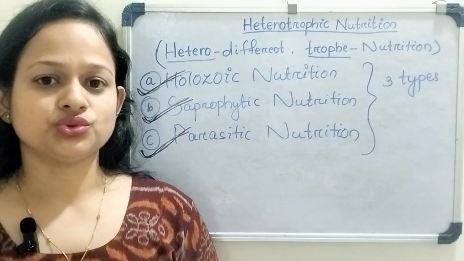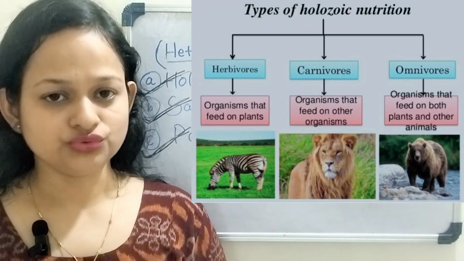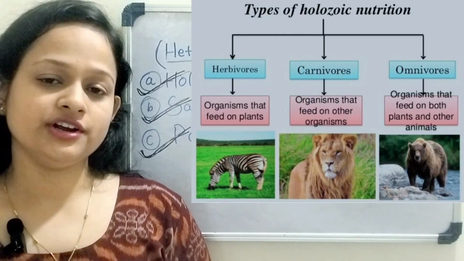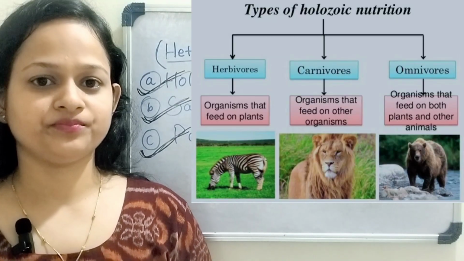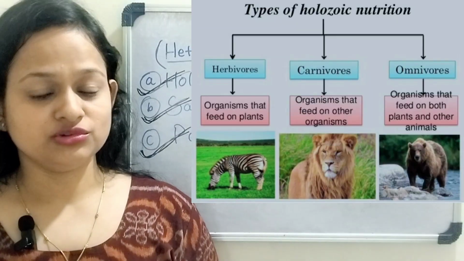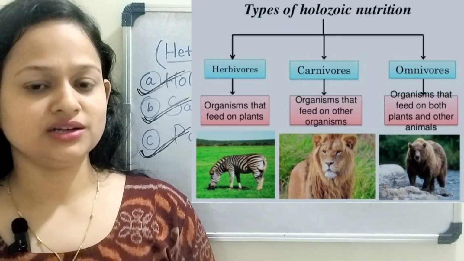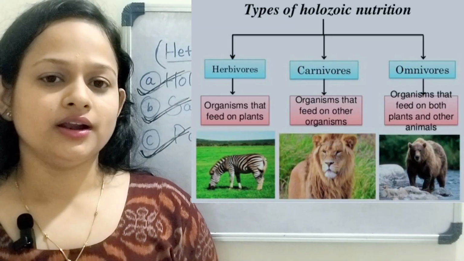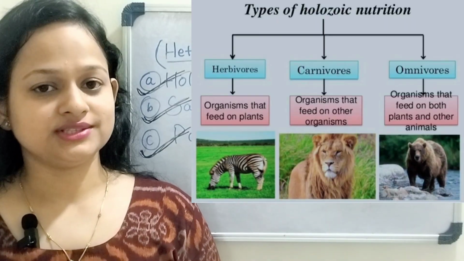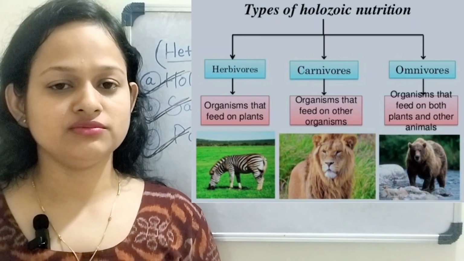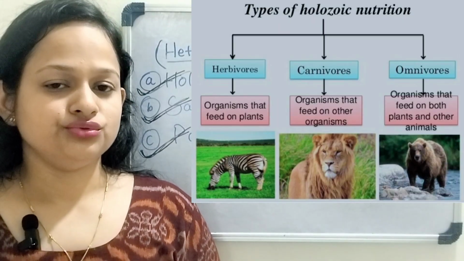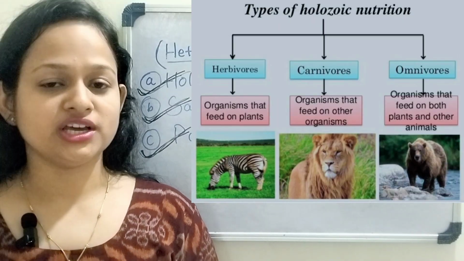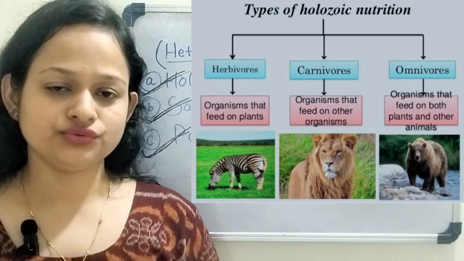On the basis of the source of food, animals can be divided into herbivores, carnivores and omnivores. Herbivores are the animals which take only plants and plant products, and carnivores eat the flesh of animals. Then the omnivores take both animals and plants as their food.